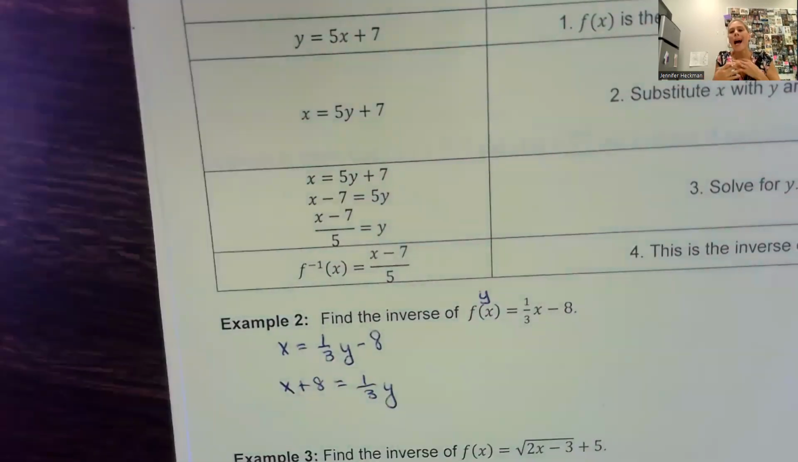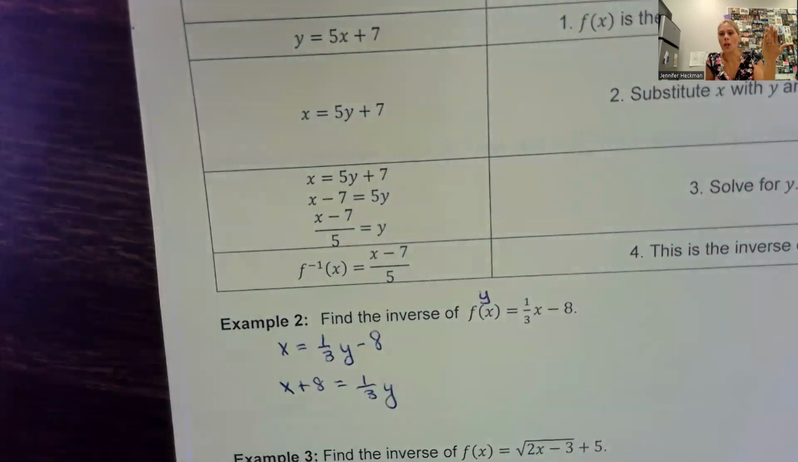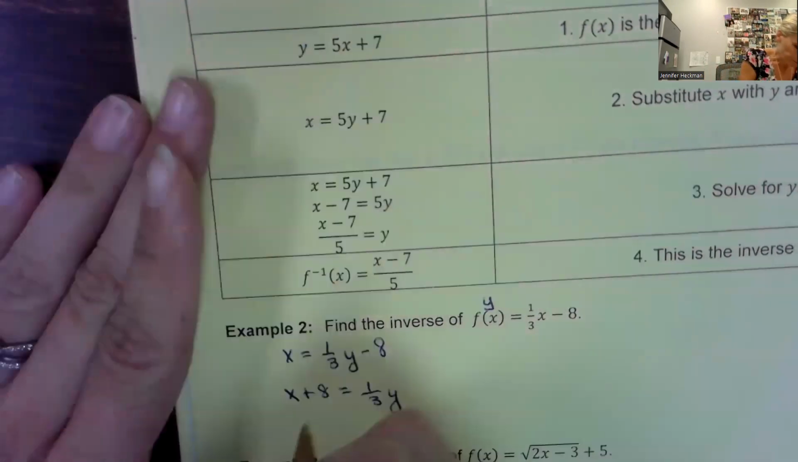Now, a couple of ways. How do you get rid of the 1/3? Well, it's multiplication, so usually we divide. So I would think, oh, I'm dividing by 1/3. But we know in the past that dividing by a fraction is the same thing as multiplying by its reciprocal, and it looks a little bit better. So the reciprocal of 1/3 is 3. So we're going to multiply both sides by 3.